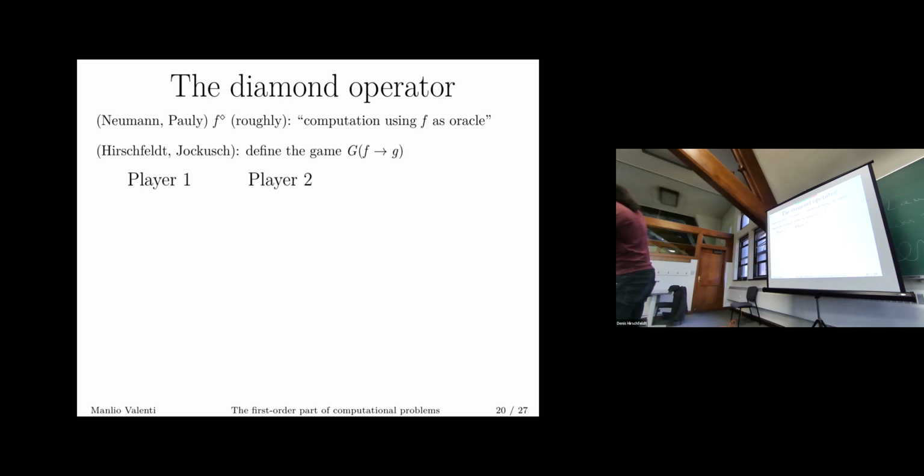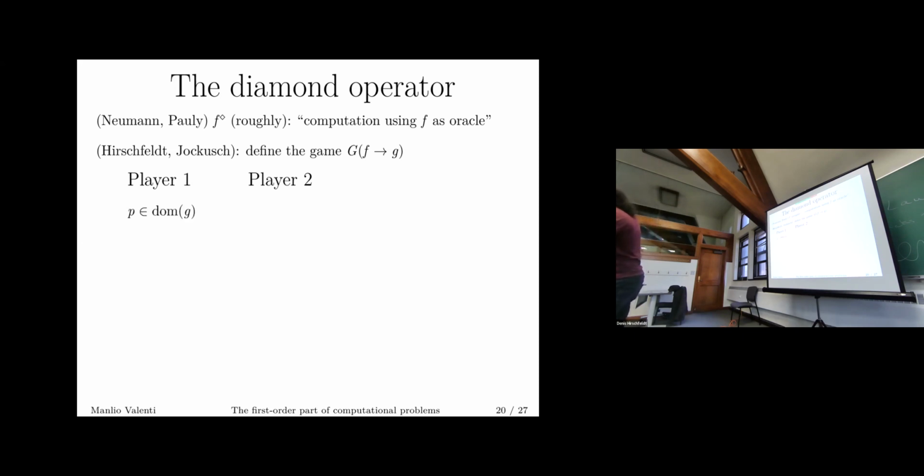And the one we picked in our paper is the one actually given by Hirschfeld and Jokic, which is a game theoretic characterization of how this diamond is supposed to work. They call it generalized uniform reducibility or generalized Weihrauch reducibility. So let me break down how the game goes. Essentially, the idea is that player one plays the role of the oracle, and player two plays the role of an algorithm trying to solve G given the oracle F.